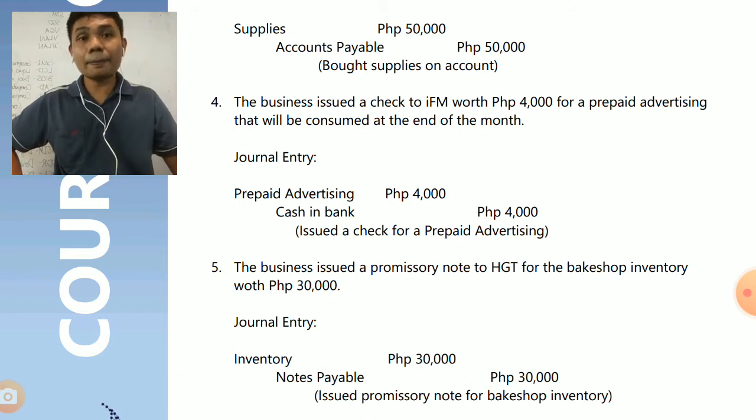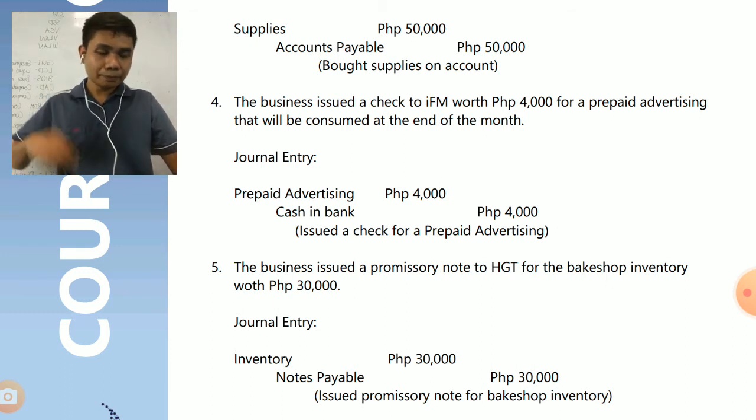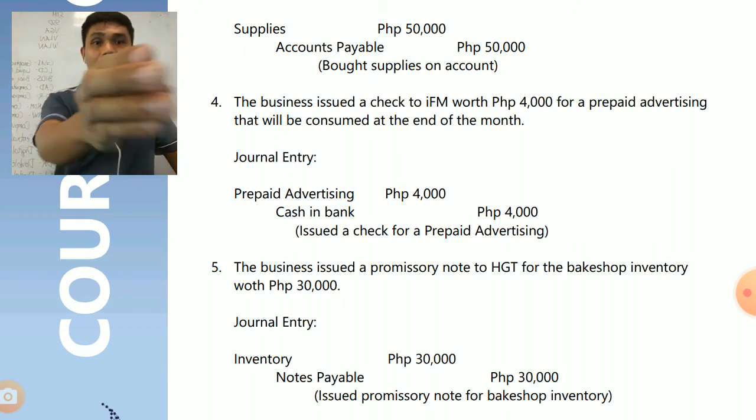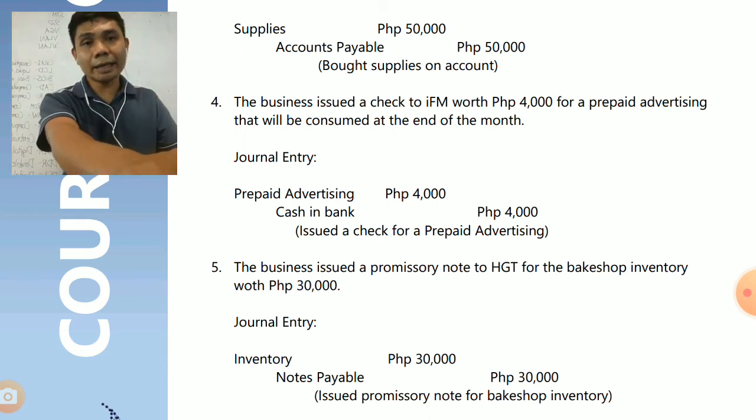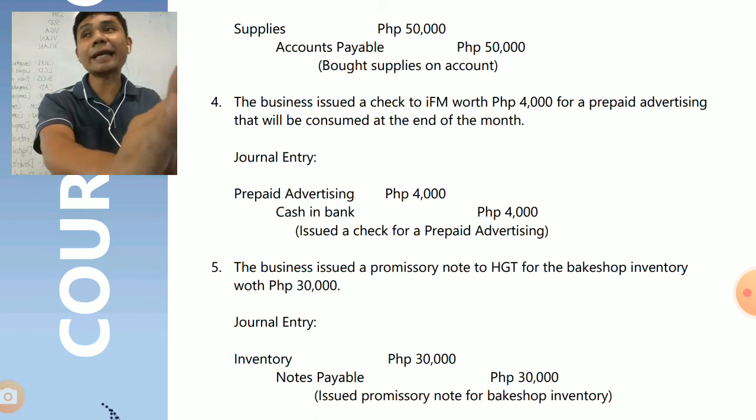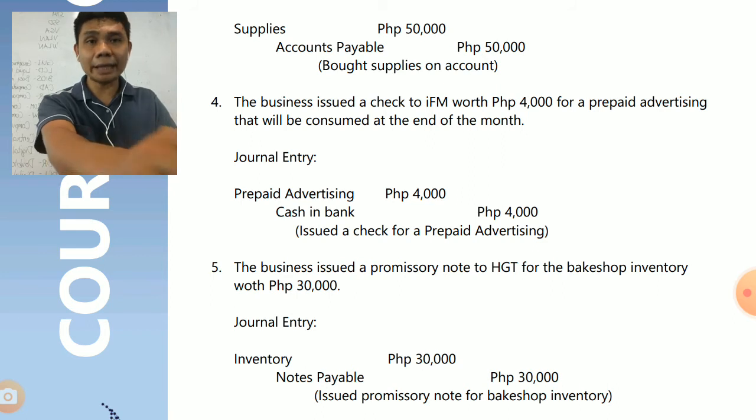So that is a prepaid expense or specifically prepaid advertising. And prepaid is an asset, di ba? So, asset has a normal balance of debit. That is why we debit prepaid advertising, meaning may increase sa imong asset nga prepaid advertising. Okay? Naa pa bay increase? Wala na, di ba? Unsa may imong gibayad sa prepaid advertising?